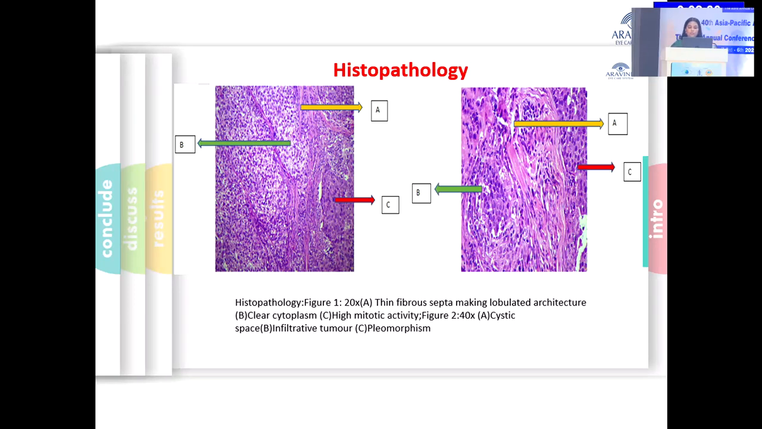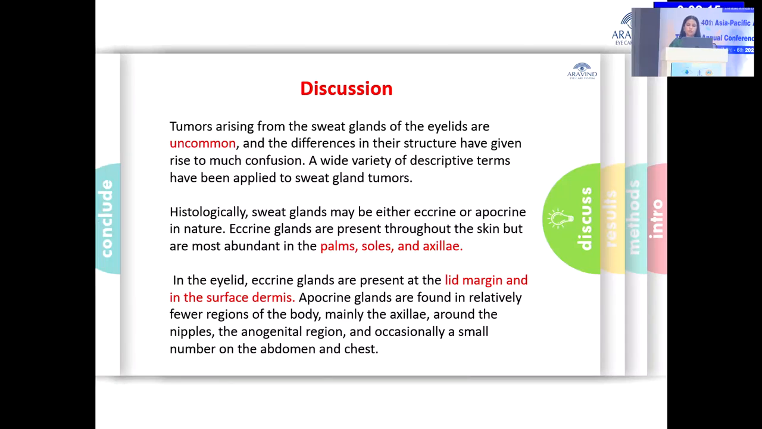Coming to image B on the left side, the A is pointing towards the cystic space. The white colored area is the cystic space. And you can see B is pointing towards the infiltrative tumor and C is pleomorphism. Coming to the discussion part, tumors arising from the sweat glands of the eyelid are usually uncommon and the differences in their structure have given rise to much confusion. A wide variety of descriptive terms have been applied to sweat gland tumors. Histologically, sweat glands can be either eccrine or apocrine in nature.